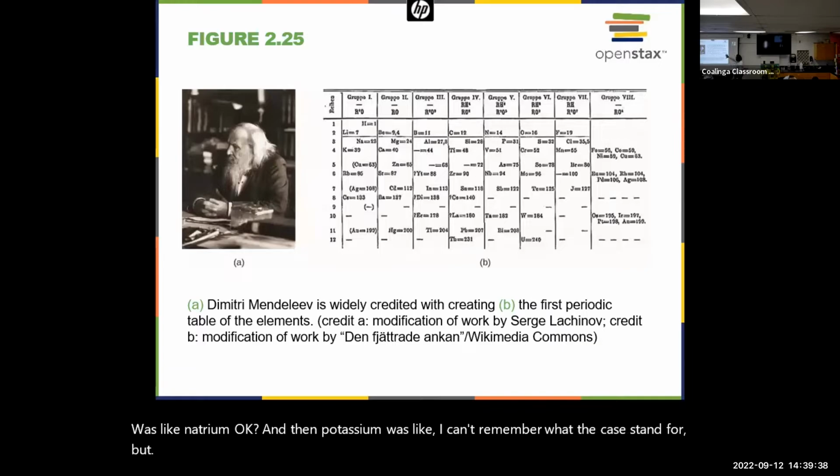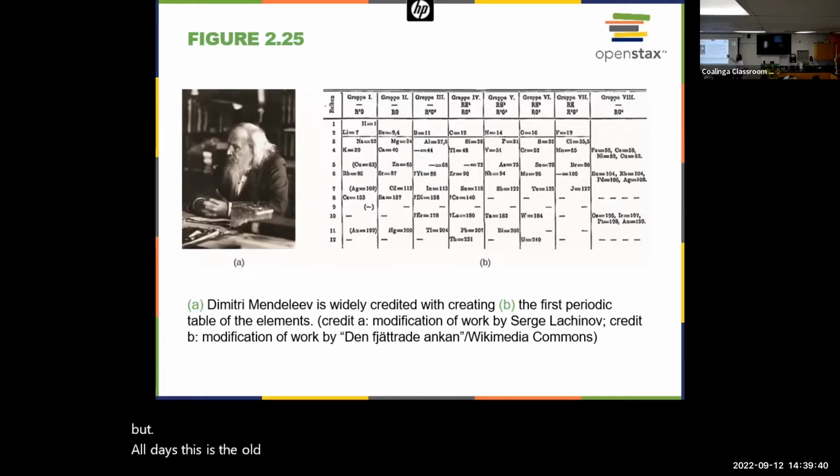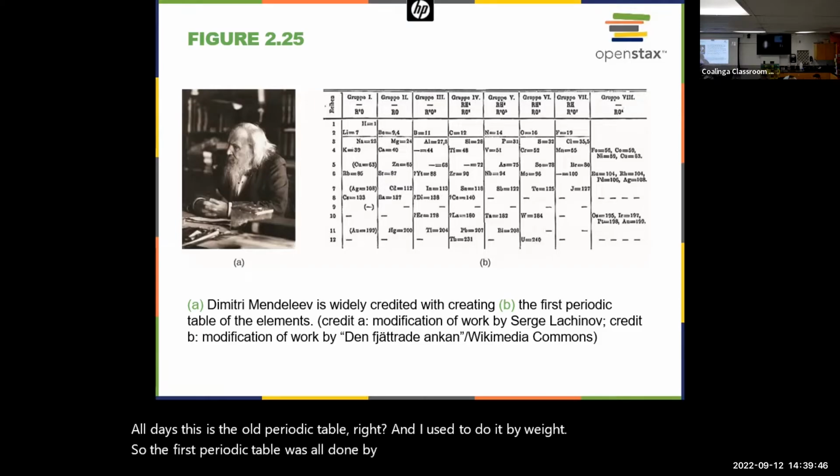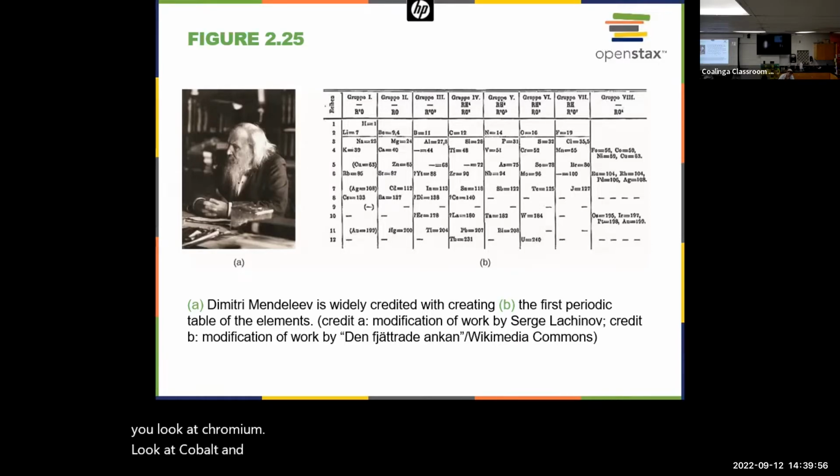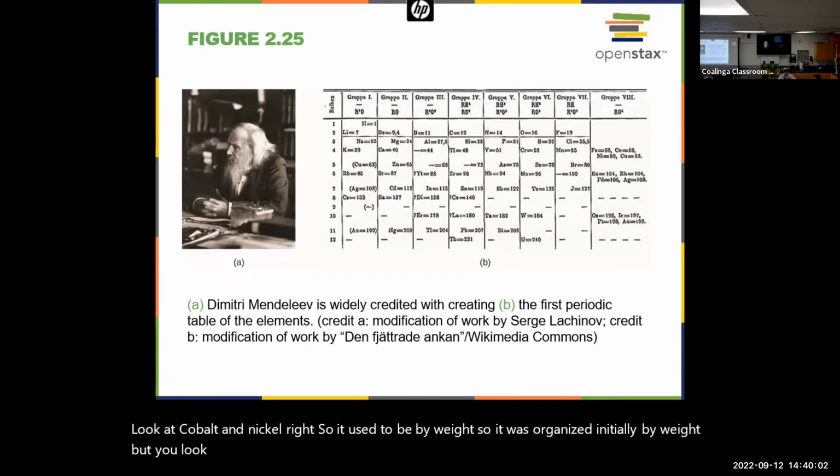This is the old periodic table, right? And it used to be done by weight. So the first periodic table was all done by weight. But if you guys look at your periodic table, if you look at chromium, look at cobalt and nickel, right? So it was organized initially by weight. But you look at cobalt and nickel, right?